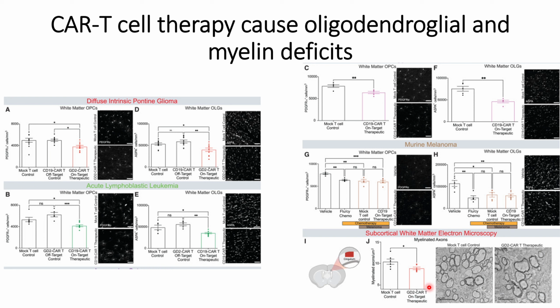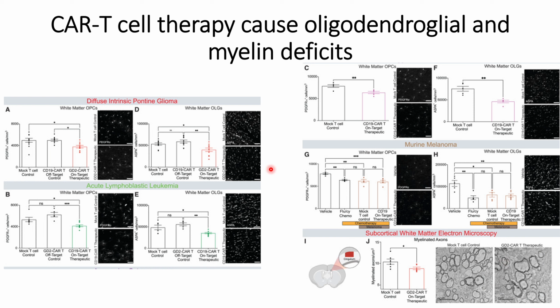These TEM images are shown here, and they have been quantified on the left-hand side of panel J. For the mock T cells we can see more myelinated axons per micrometer squared, but for the GD2 CAR T on-target therapeutic approach we see a decrease in myelinated axons per micrometer squared.